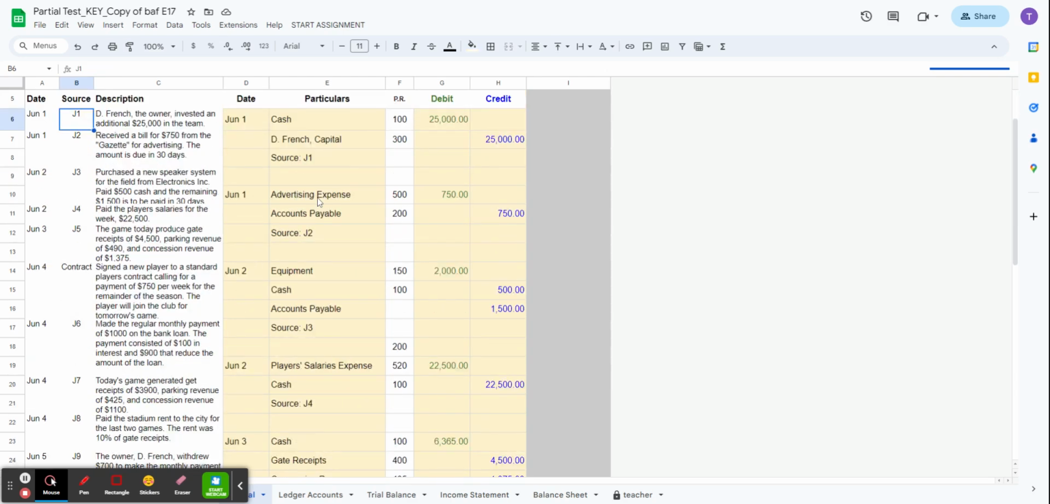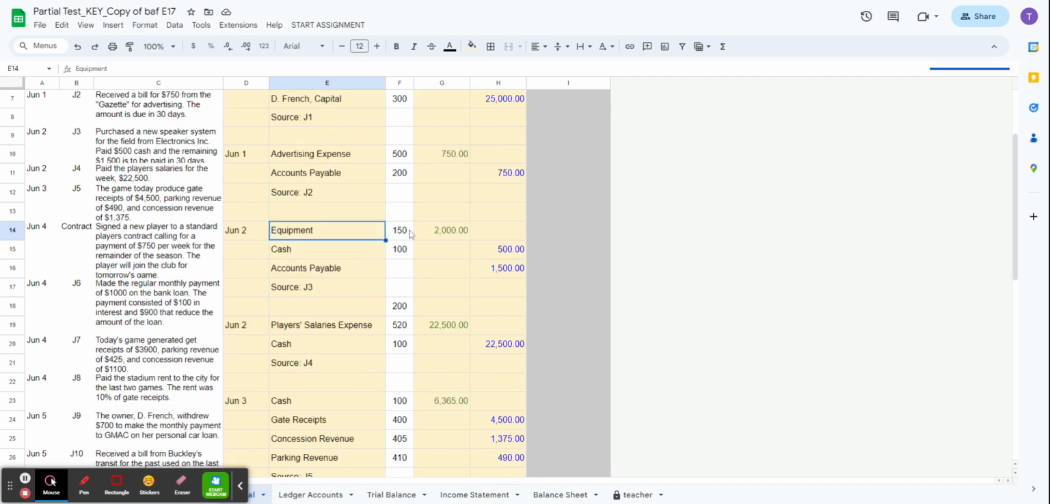So moving on, we have that we received a bill for $750 from the Gazette for advertising. So we would debit the advertising expense and we would credit the accounts payable because we got a bill that's due in 30 days. We haven't paid it yet. So again, we would put the source right underneath it, leave a space.